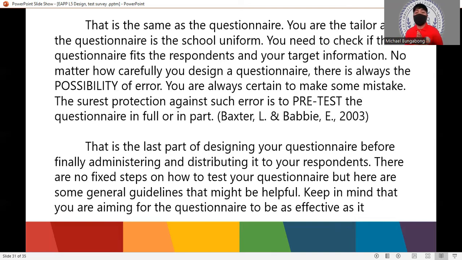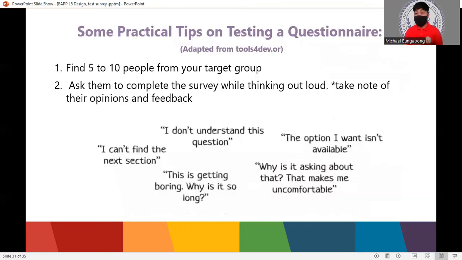There are no fixed steps on how to test your questionnaire, but there are some general guidelines that might be helpful. Keep in mind that you are aiming for the questionnaire to be as effective as it can be. Some practical tips on testing a questionnaire. Find 5 to 10 people from your target group. This is just a suggestion. If you want to do that, then go for it. Then ask them to complete the survey while thinking out loud. Take note of the opinions and feedback.